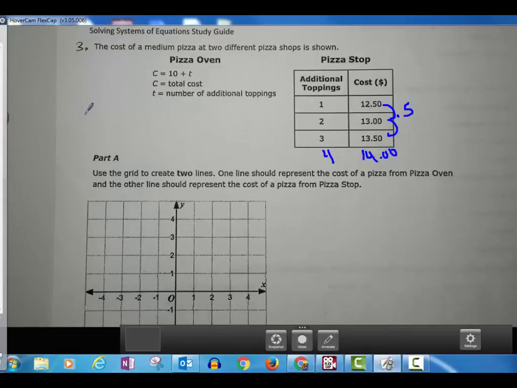For example, the C, I'm going to make my Y. I rewrite this equation, so I know it's Y equals, and I'm going to put a little C up here, that's my cost. Now, for some reason, on all this stuff I've seen, they've switched the slope and y-intercept. That drives me absolutely insane.